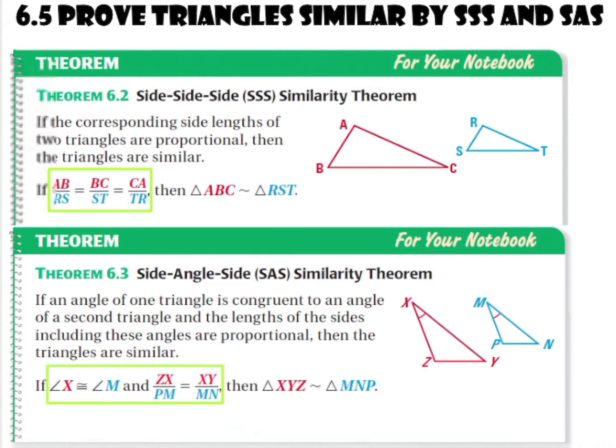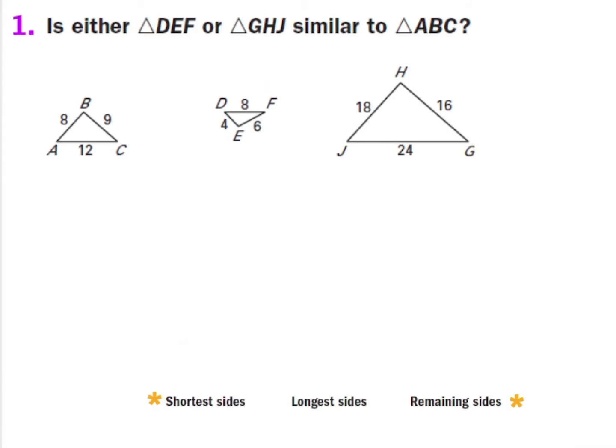It's called side-angle-side similarity theorem. Here you only have to check 2 ratios, one side to one side, the other side to the other side. And if those are proportional, and if the angle where those 2 sides meet is congruent to the corresponding angle where the other 2 sides meet, then we've got similar triangles. So we're checking to make sure that we've got an angle that's congruent and 2 sides that are proportional. Let's do some examples. I've actually got 9 examples for you today.